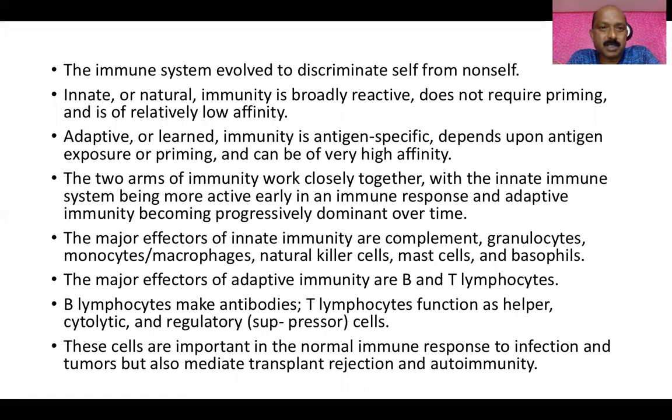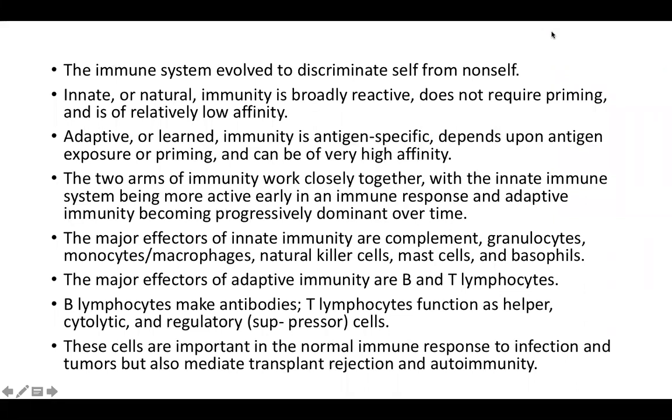Now, the first thing we look at is immunosuppressants. So this immunity, the immune system evolves to discriminate self from non-self. There is innate immunity, also called natural immunity. It is broadly reactive and does not require priming, because whatever you do, it is already there in a person. So we are all immune against many organisms in the environment, and it naturally develops. That's what we call innate immunity.